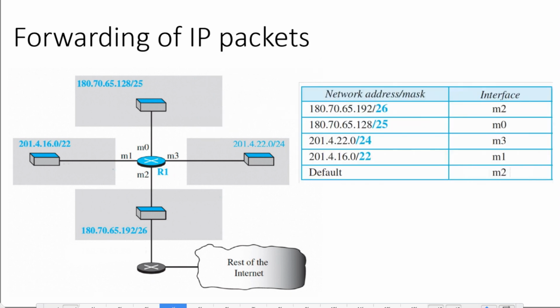Now let's go to the next page. So here I have the routing table, but what I did here is I have just combined the network ID or network address and the mask together. So instead of writing in two columns, I'm just writing in one column. I hope that is okay to everyone.